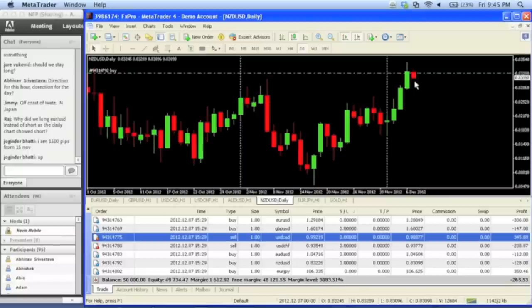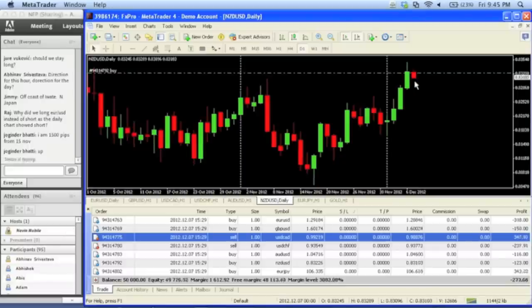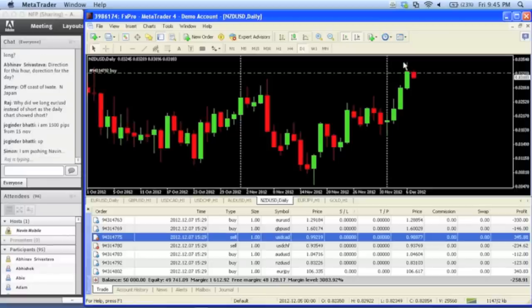So, basis on that, we're taking everything long. Aussie dollar and New Zealand dollar both have this scenario. Okay, remember, large candles, their tails tell a tale.